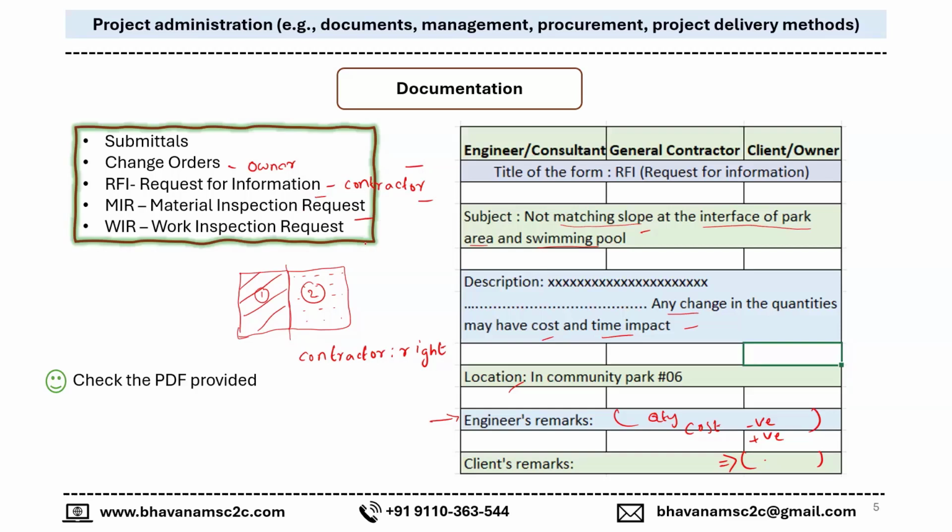And coming to material inspection requests and work inspection requests, not all projects require material inspection requests. That is subject to pre-approval. For certain projects, the supplier is pre-approved. If the supplier is pre-approved, then what does the engineer do? The engineer will just check the receipts that come to the site.